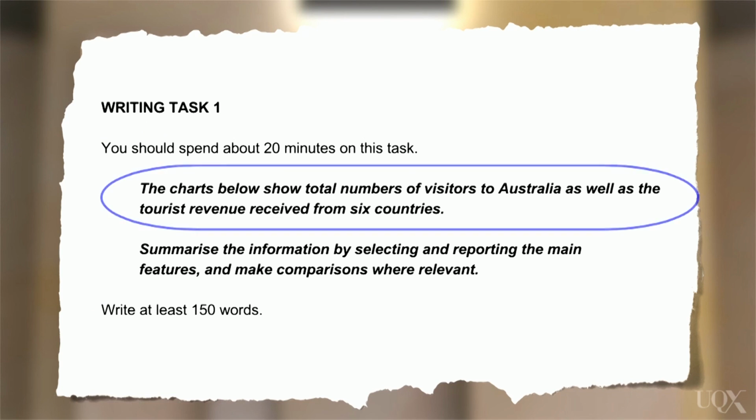The first one will give you a sentence about the visual or visuals that you're going to describe. Let's read this one. The charts below show total numbers of visitors to Australia as well as the tourist revenue received from 6 countries. So, this is an example of a question which has more than one visual. We'll come back to this question later in this unit.